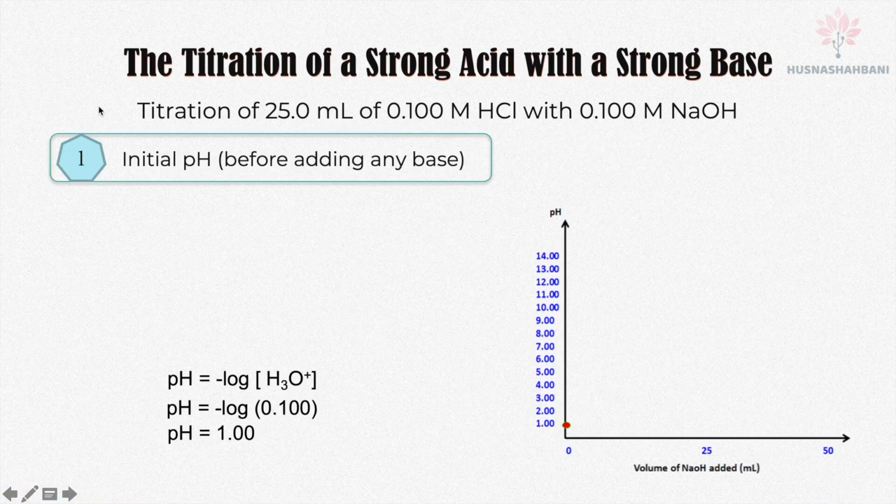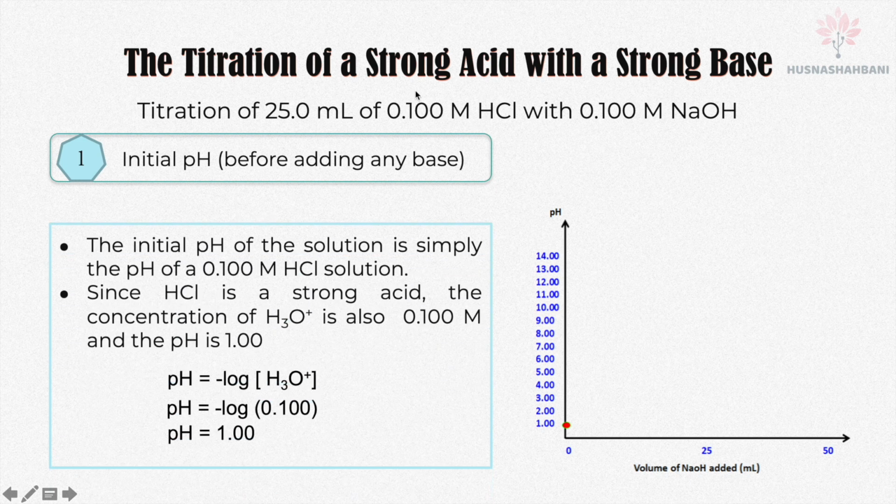The titration of a strong acid with a strong base. For example, a titration between 25 ml of 0.1 M HCl and 0.1 M sodium hydroxide. First, we have to calculate the initial pH before we start adding any base. It means we only have 25 ml of 0.1 molar HCl in the conical flask. So, we have to calculate the pH of this HCl in the conical flask.